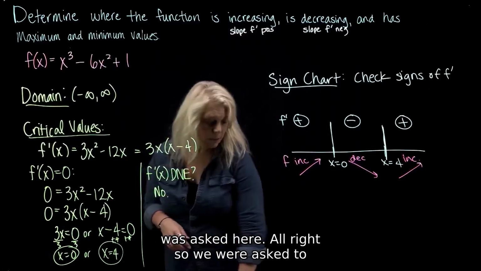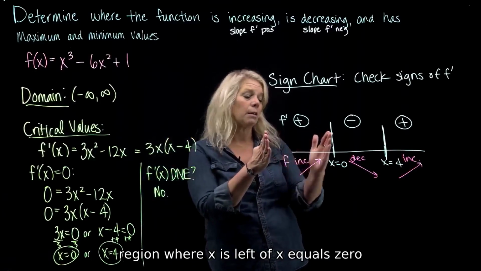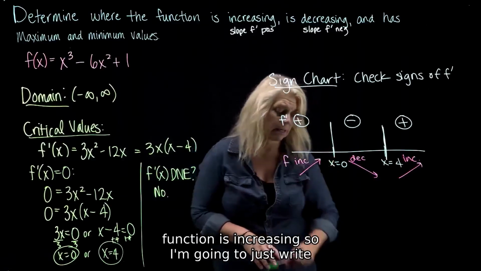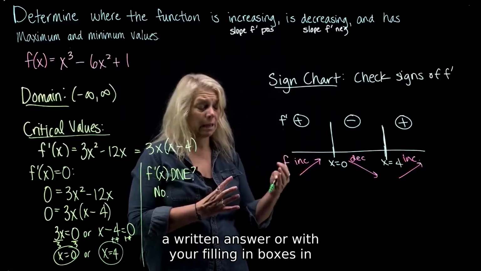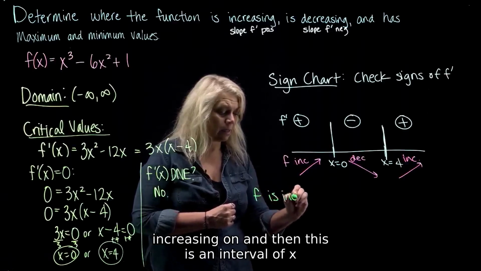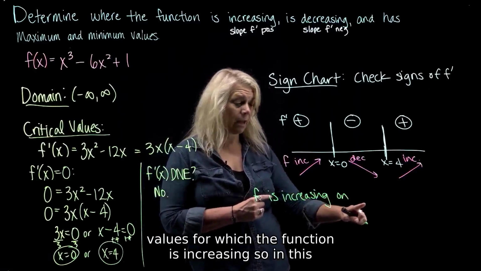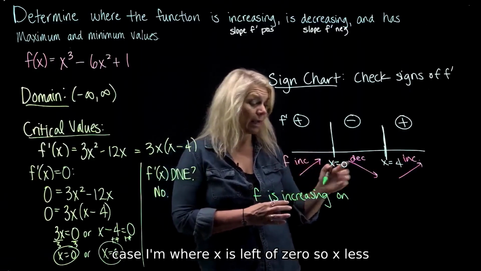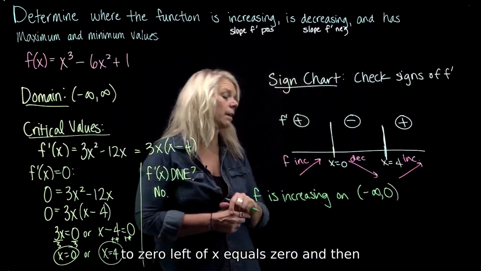We were asked to determine where the function is increasing. So in this region where x is left of x equals 0, the first derivative is positive, that's where the function is increasing. So I'm going to write that how you might see it written either in a written answer or if you're filling in boxes in online homework. We might say that the function f is increasing on, and then this is an interval of x values for which the function is increasing. So in this case, x is left of 0, so x less than 0. That interval would be negative infinity to 0.